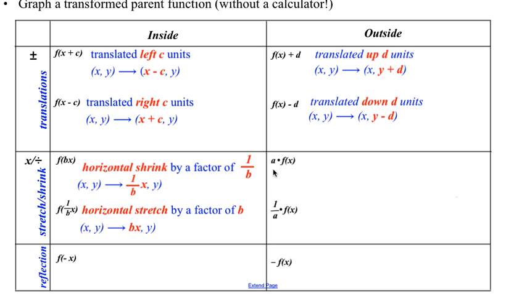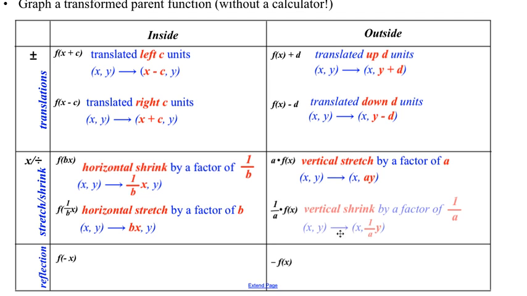If you have your function multiplied by a number outside of the function, then that would be a vertical stretch by a factor of a, only affects the y-coordinate, so you multiply the y-coordinate by whatever the function is multiplied by. If the function is multiplied by the reciprocal of a number, that's a vertical shrink by the factor of 1 over a, and it only affects the y-coordinate. So the only ones that are weird are these horizontal shrinks and stretches. They're the opposite of what the factor says. So if it's inside the function, the factor is the reciprocal when you're doing a stretch and a shrink.